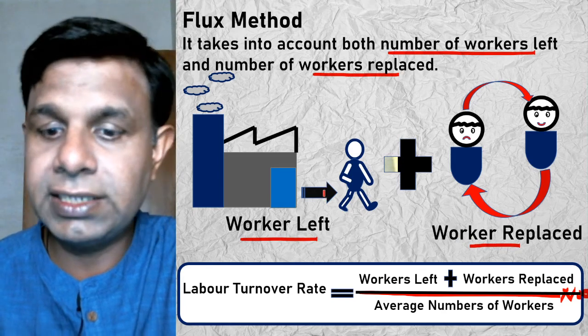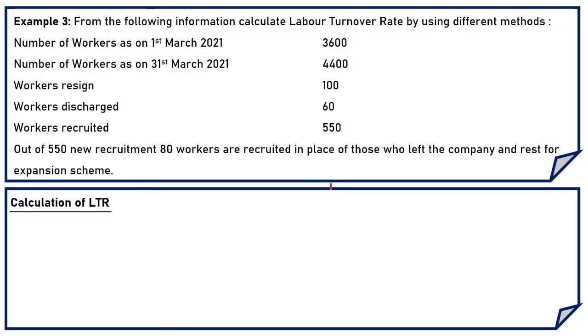Now to understand this, here is a very important example or question from the examination point of view. From the following information, calculate labor turnover rate by using different methods. Number of workers on 1st March are 3600 and on 31st March they are 4400. So average workers are 3600 plus 4400 divided by 2. So average number of workers are 4000.